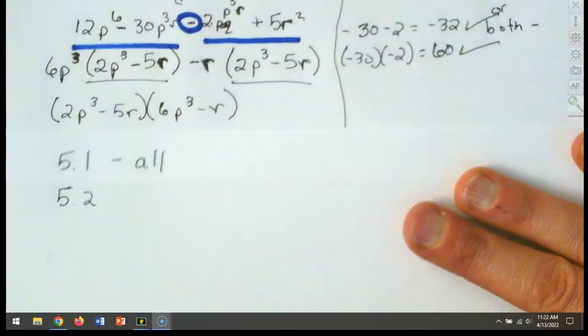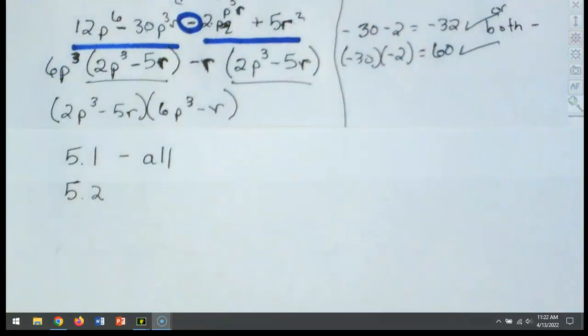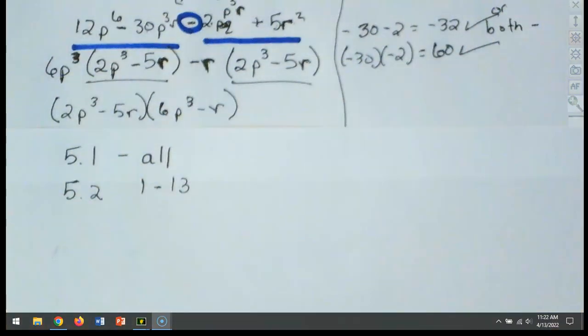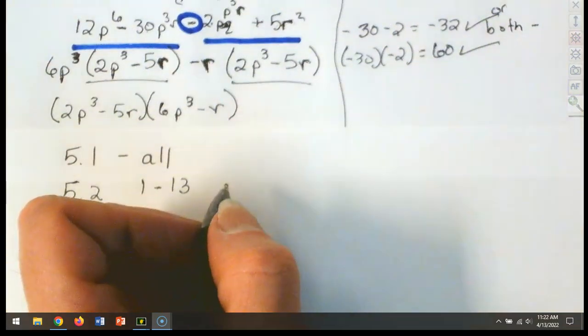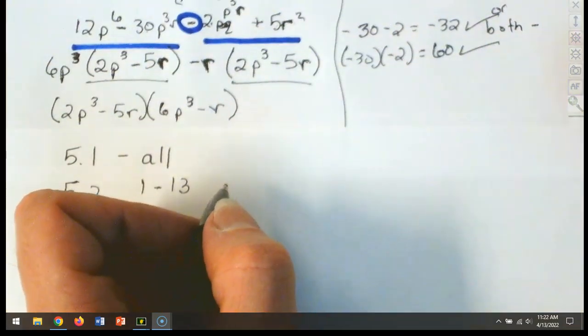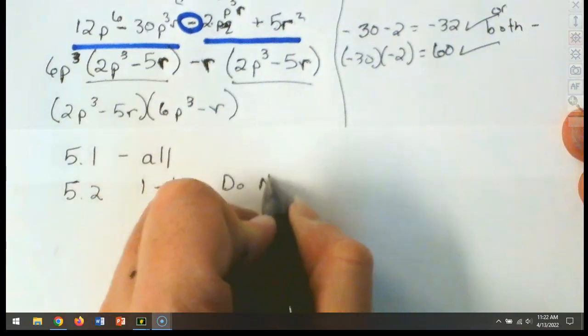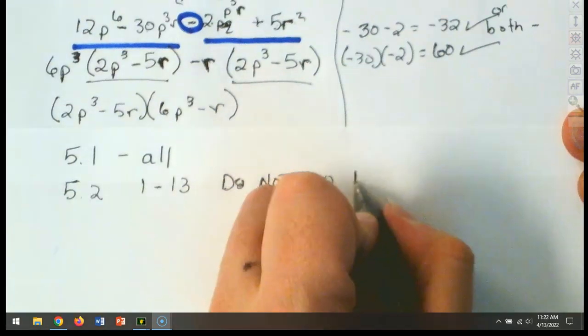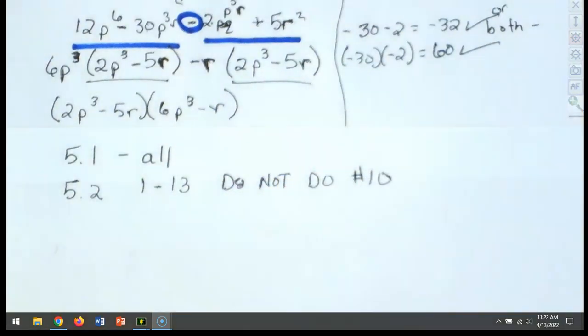5-2, we covered most of them, but I'm just going to have you do about half of them. So I'm going to have you do 1 through 13, but don't do 9. So do not do question 9. 10, we'll cover 10 next time. So everything but 10. So do not do that question number 10. So that gives you about half of them to work through.